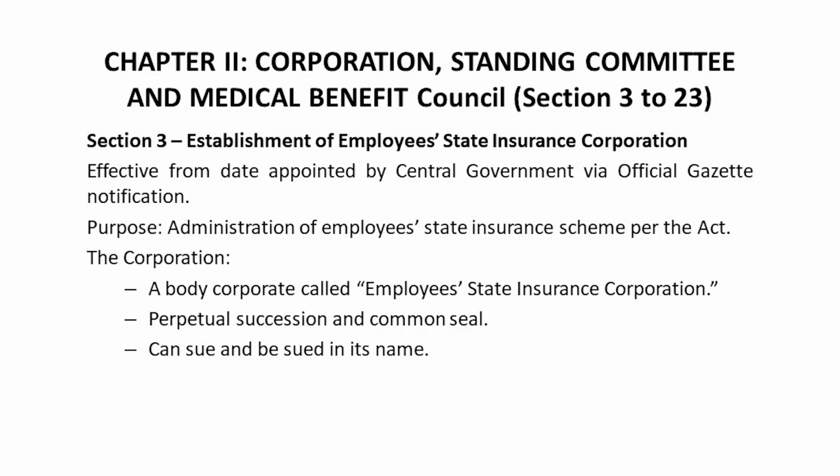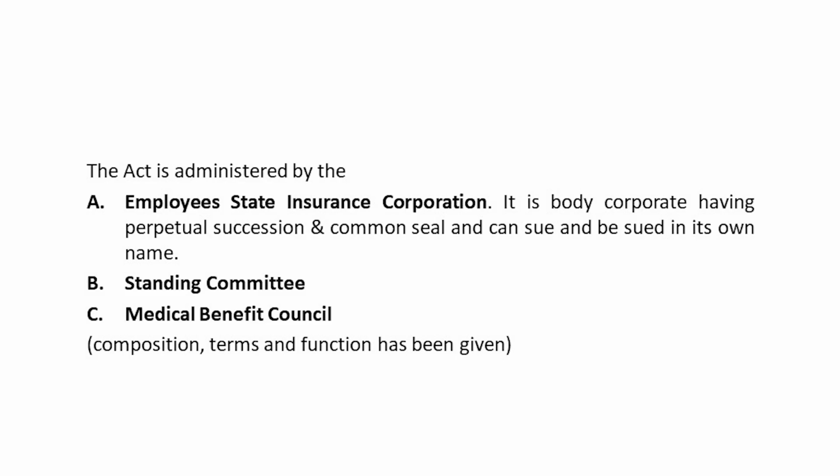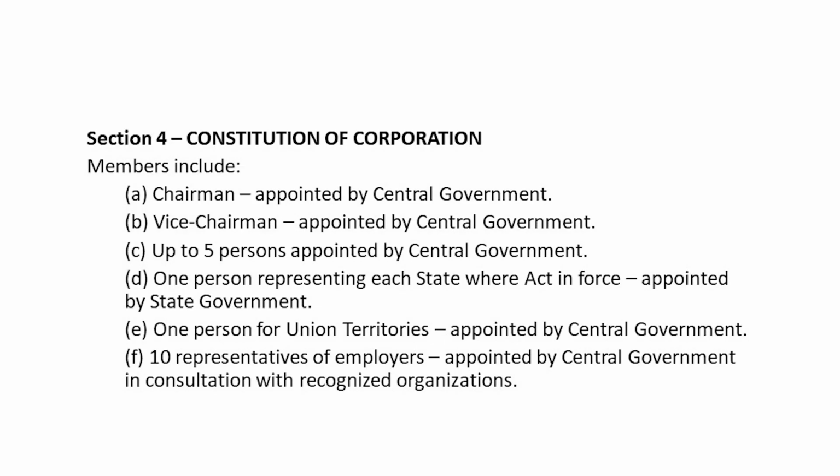Under this is the establishment of the Employee State Insurance Corporation. This corporation has to be set up, because for the administration we have three things here: the Employee State Insurance Corporation, the Standing Committee, and the Medical Benefit Council. Sections 3 to 23 deal with the composition of the members of the Employee State Insurance Corporation, their terms and functions, and likewise the Standing Committee's composition, terms and functions, and the Medical Benefit Council's composition, terms and functions.